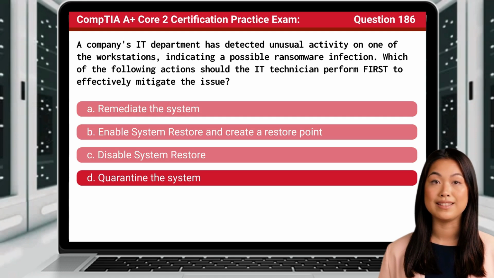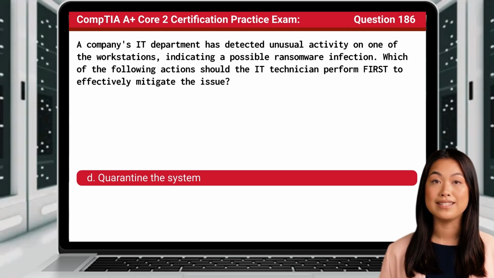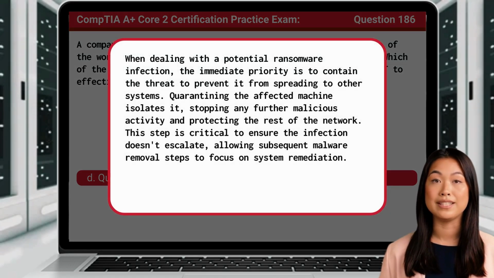The answer is D. Quarantine the system. When dealing with a potential ransomware infection, the immediate priority is to contain the threat to prevent it from spreading to other systems. Quarantining the affected machine isolates it, stopping any further malicious activity and protecting the rest of the network. This step is critical to ensure the infection doesn't escalate, allowing subsequent malware removal steps to focus on system remediation.